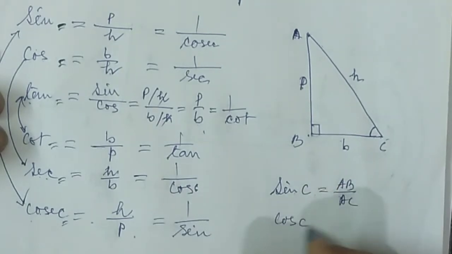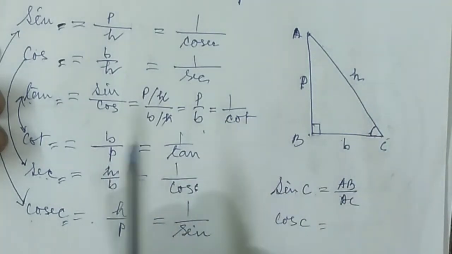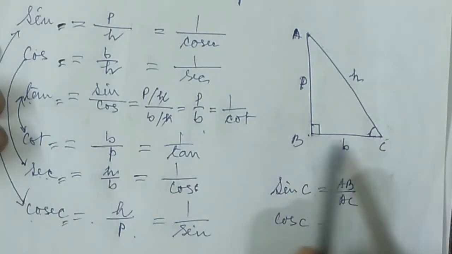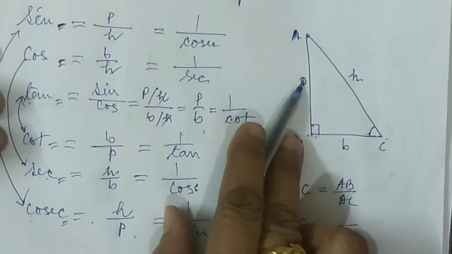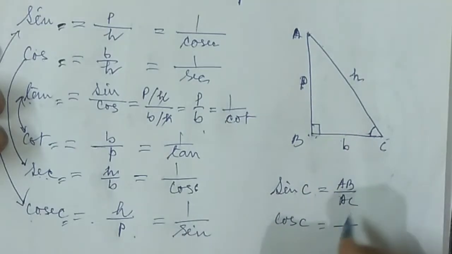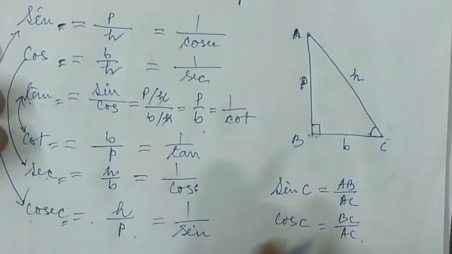Suppose you need to find cos C. Then the base will be considered, because this is the perpendicular. So BC is the base, base by hypotenuse, and so on.